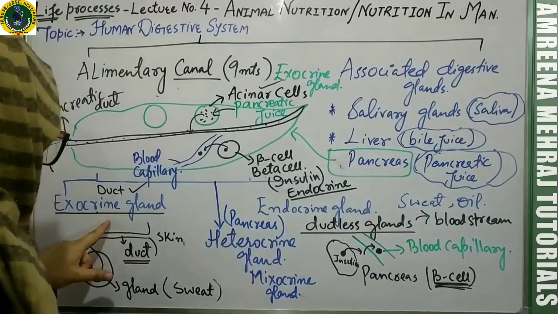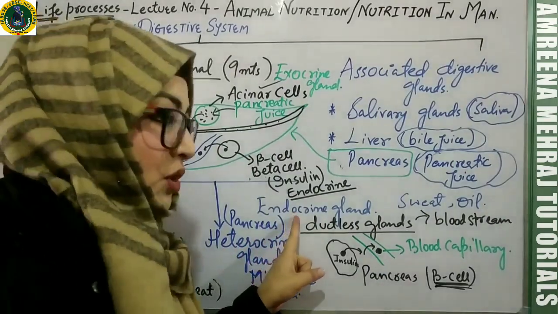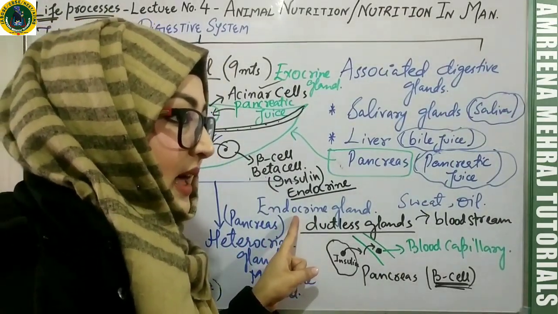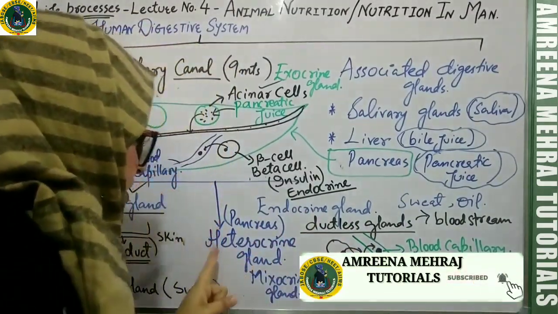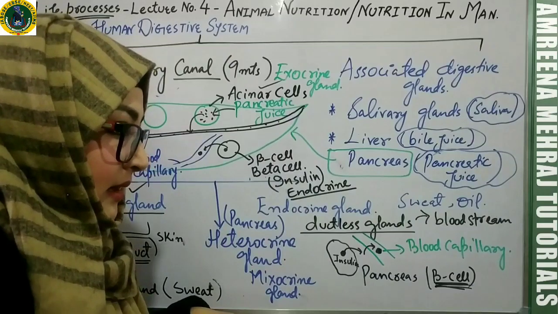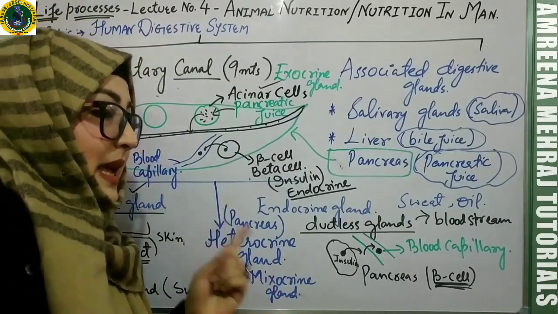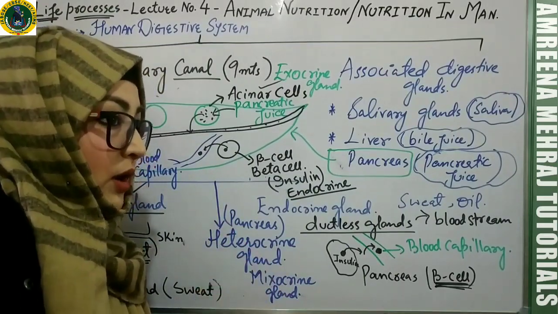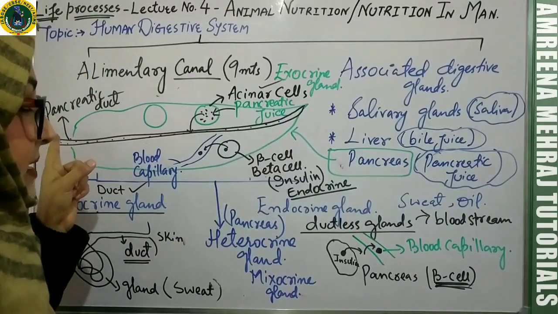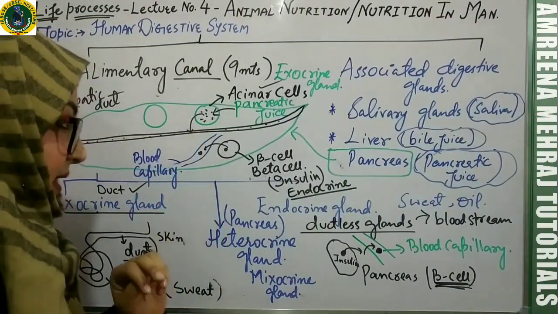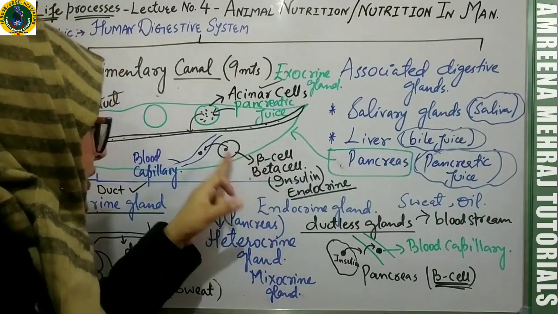So, the glands which have ducts are called exocrine glands. The glands which do not have ducts and release their secretion directly into the blood are called endocrine glands. The glands which are both endocrine as well as exocrine are called heterocrine or mixocrine glands. The best example is your pancreas. The pancreas has two types of different cells. For example, it has beta cells which produce insulin and release the insulin directly into the blood.